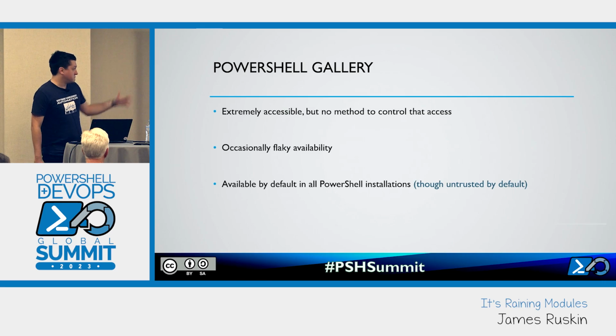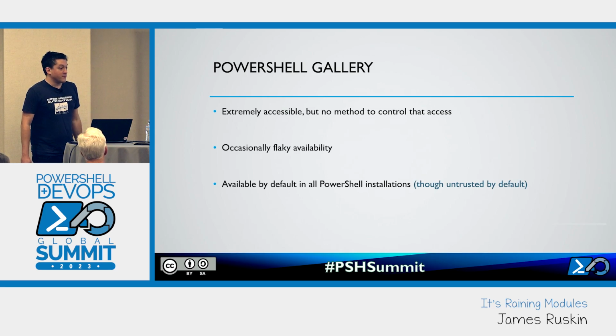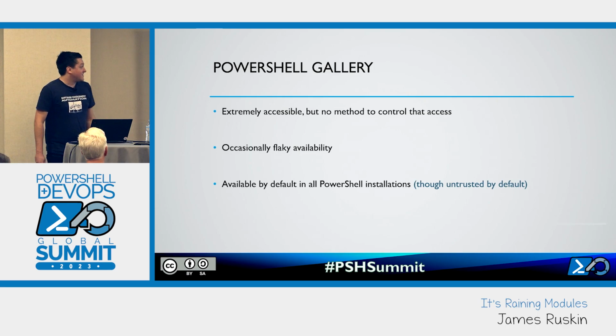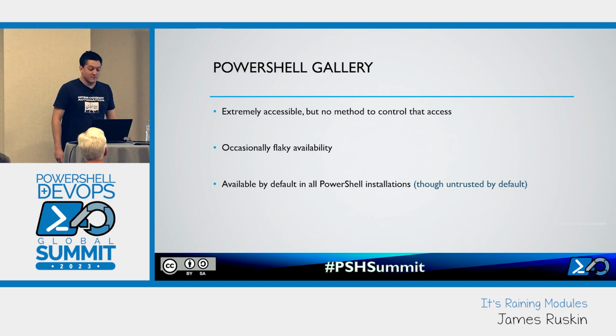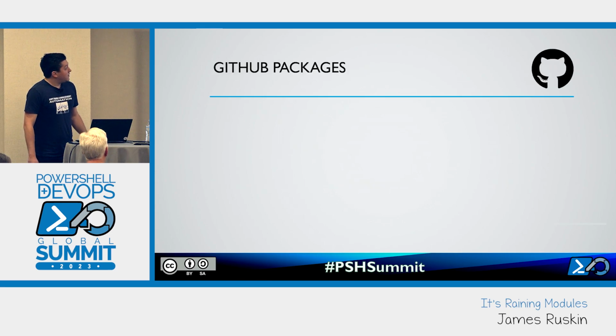So to start off, PowerShell Gallery, superbly available to a problematic extent almost. It's extremely accessible, but there's no way to actually lock that down. It's been known in the past to have some periods of flakiness, but it's otherwise a superb resource. Adding to the fantastic availability, it's the literal default installation method for pretty much any install of PowerShell, although it's untrusted by default. So, using a GitHub Packages feed seems like an excellent choice then if you want to secure your stuff.